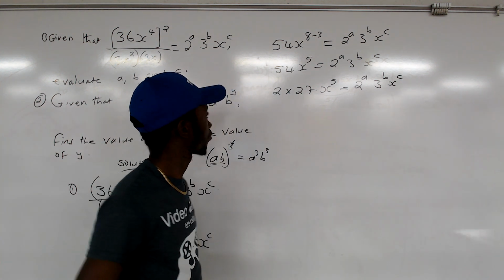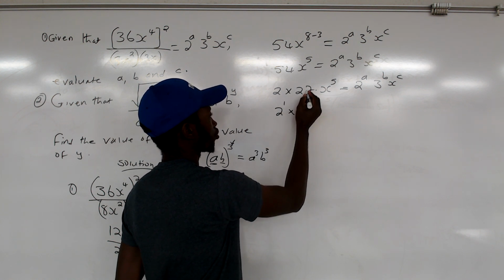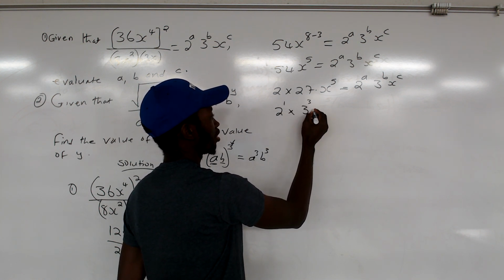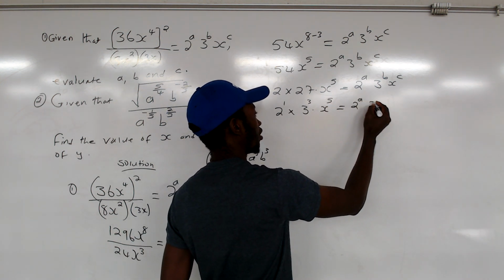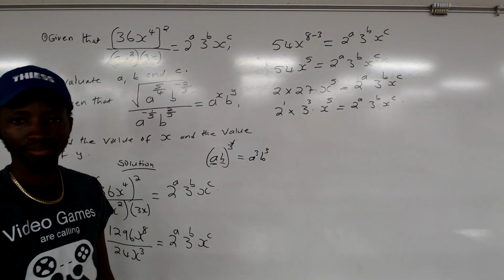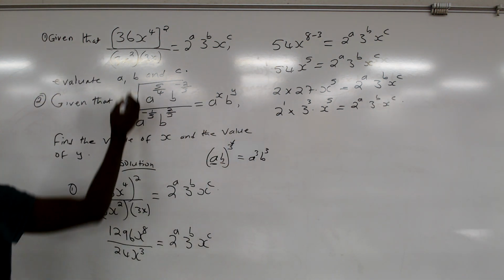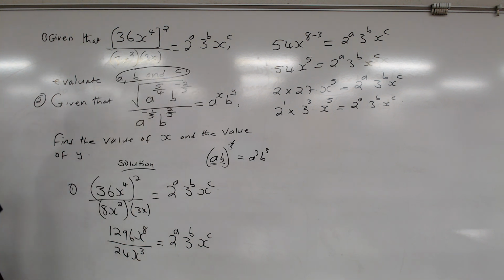This is it. So 2 can now be written as 2 raised to the power 1, times 27, which is 3 raised to the power 3, times x raised to the power 5, equals 2 raised to the power a, 3 raised to the power b, and x to the power c. So we are done. We are required to find the value of a, the value of b, and the value of c.